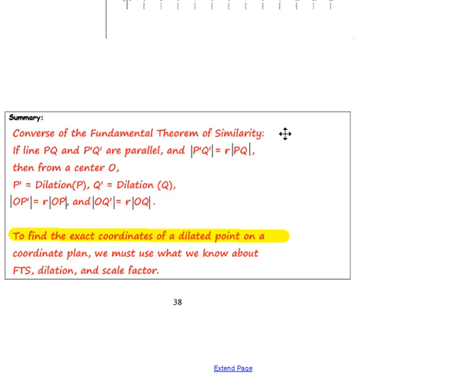To find the exact coordinates of a dilated point on a coordinate plane, we use what we know about the fundamental theorem of similarity, dilation, and scale factor.